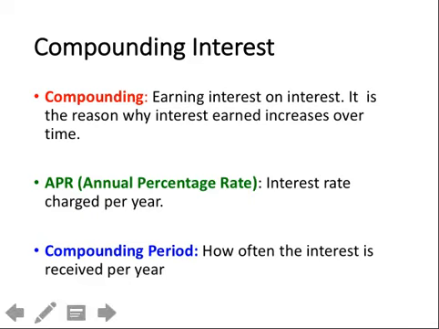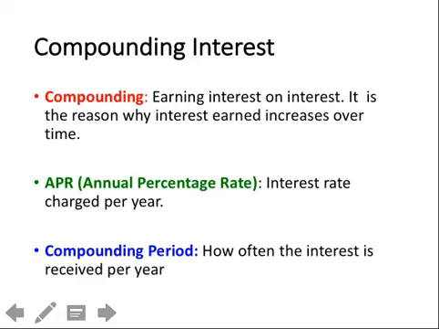Now APR is your annual percentage rate. That's the interest rate charged per year. So if I have a 7% APR, that means I get 7% per year. 10% APR, 10% per year. However, this last concept is arguably the most important, compounding period. Compounding period is how often the interest is received per year. So your APR may be 8%, but it could be compounding monthly, meaning you're going to get a little bit of that 8% every single month.